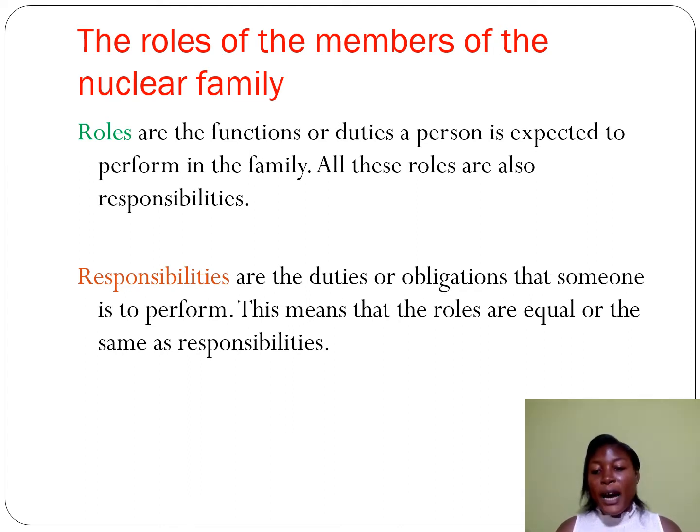Do you believe that roles are also responsibilities? Let's see whether you do. So responsibilities. Responsibilities are the duties or obligations that someone is to perform.